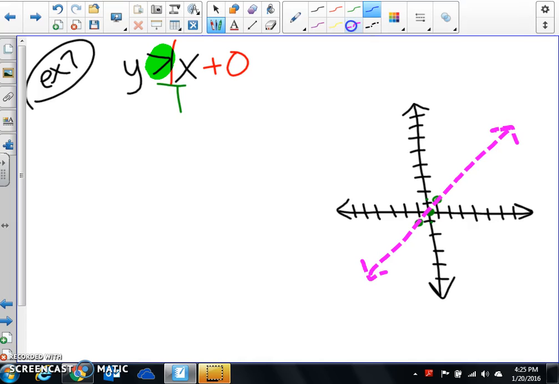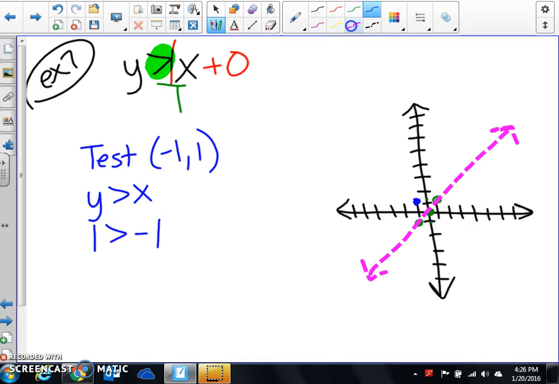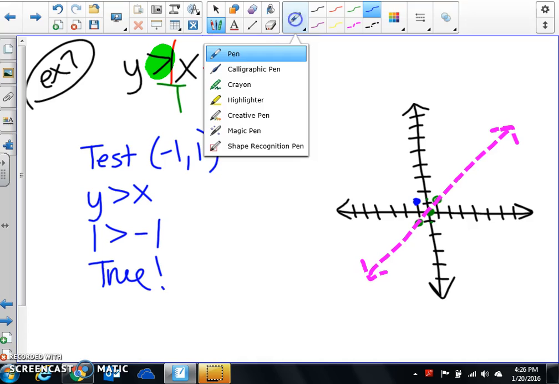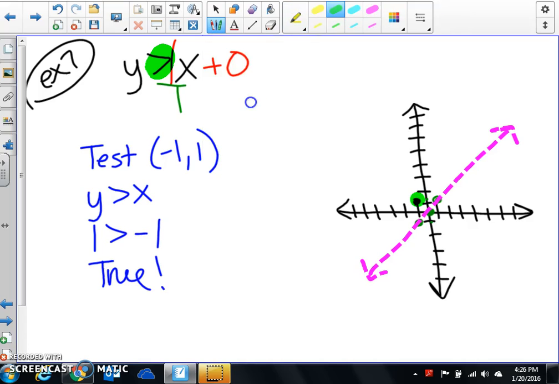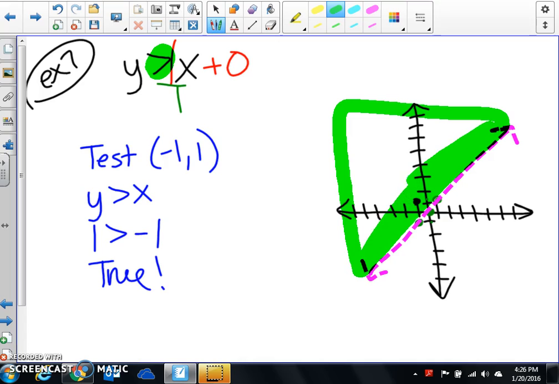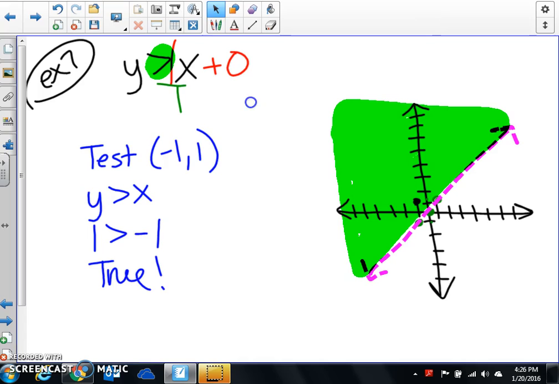And now I've got to use my test point, but I obviously can't use the test point 0, 0 because that's on the line. I know it's included. So you can use any point that your heart desires. I'm going to use this point because it just seems good to me. So negative 1, 1. I rewrite my original. I plug in my numbers. The y is 1. My x is negative 1. That is true. So I want that to be shaded. So my point was here, so I want to shade that area. Remember, if it's false, though, you have to go the opposite way.